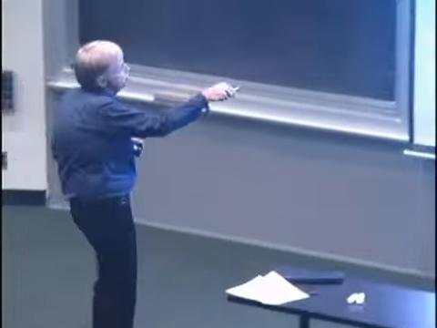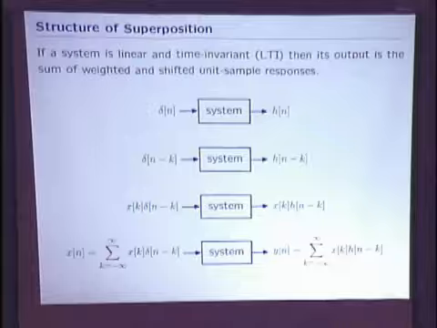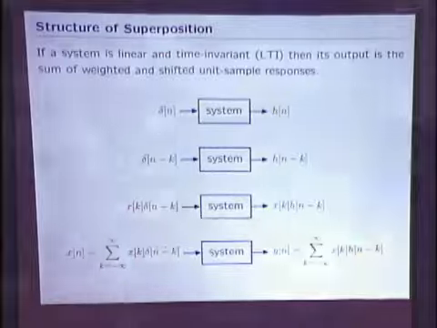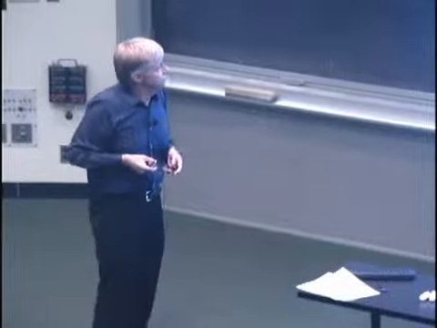Then a shifted unit sample will give a shifted unit sample response. That's time invariance. Then a weighted shifted impulse gives the same weighted shifted impulse response. Then the sum of such things gives the sum of such things. That's just a formal derivation of a process that we will call convolution.